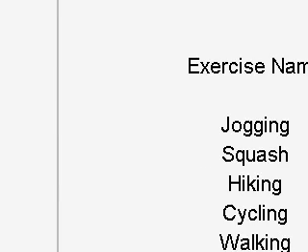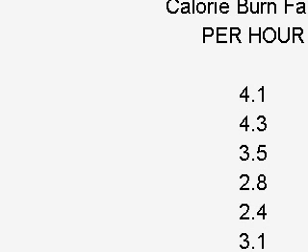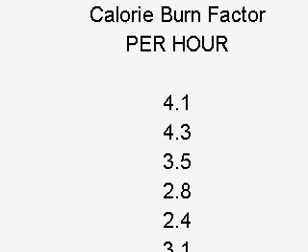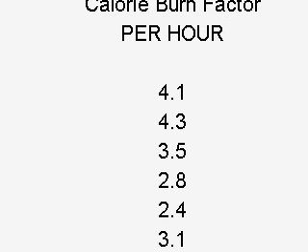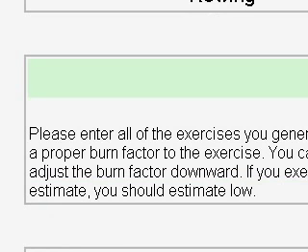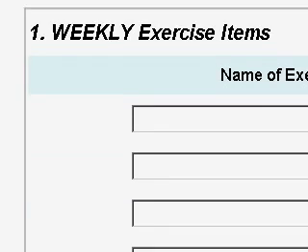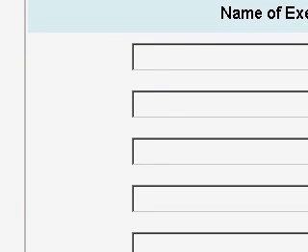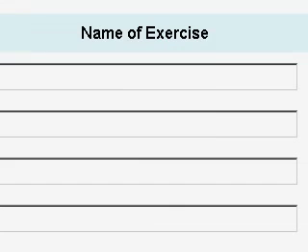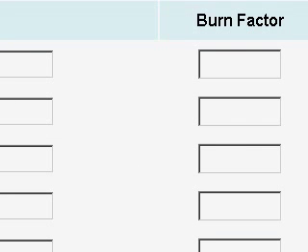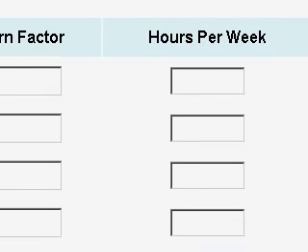Now the next part here is a chart that tells you calorie burn factor for various exercises. Now these numbers are not set in stone. You can use any number that you wish. Now where you use these numbers is in the next section. It's asking you for weekly exercise information. So what you want to do is enter your exercises, the burn factor, which you can get from the chart above, and you can change it if you want, and then the hours per week that you use for the exercise.